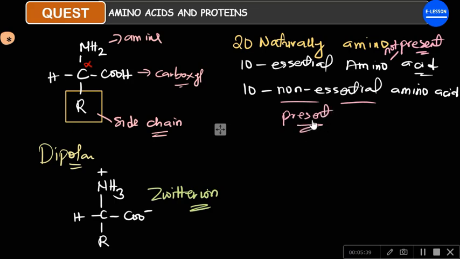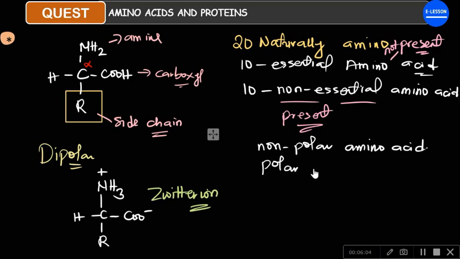Now, having understood this, some of the amino acids can also be classified based on their polarity. Firstly, we have what we call the non-polar amino acid. We have the polar amino acid. Now, under the polar, we have the non-ionizable polar amino acid and the ionizable polar amino acid.